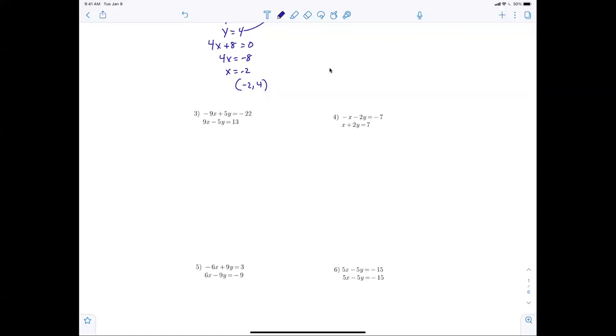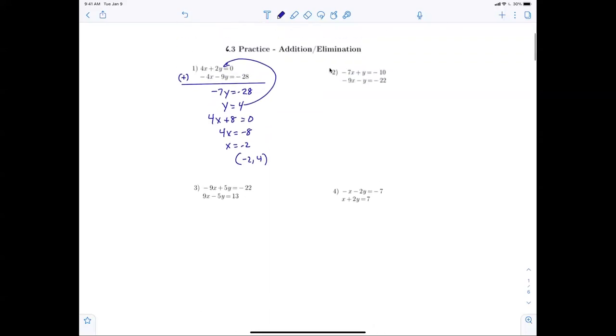Okay, so if we look at this right here, does anybody have any questions with negative 2, 4? I'm not really sure what that is. I'm confused what you're trying to do. What we've been doing for the last 2 days.